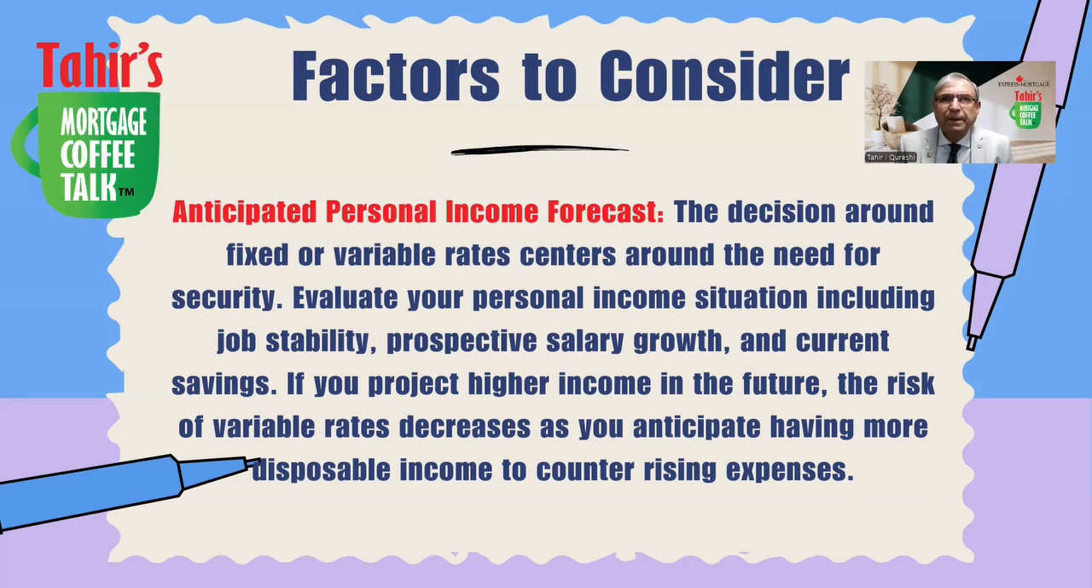We have to evaluate income situation, including job stability, prospective salary growth, and current savings. So you have job stability, you have a regular job, and salary growth. That means you're projecting that if you're going to go 5 years, we expect to have growth in your job, and obviously your salary will go up, and you have more money coming and savings that you have. If you project higher income in the future, the risk of variable rates decreases as you anticipate having more disposable income to counter rising expenses. And this is anticipation of personal income forecasting.